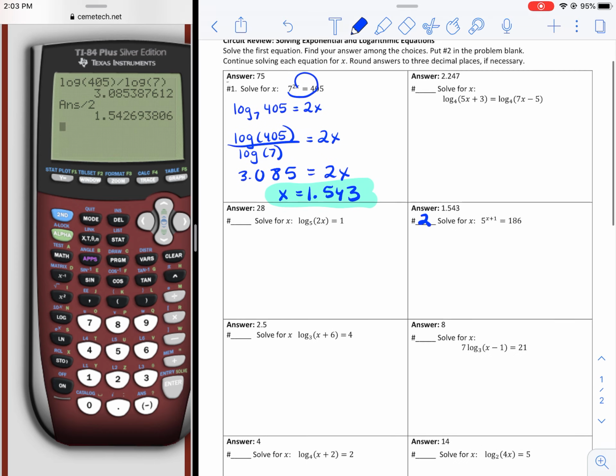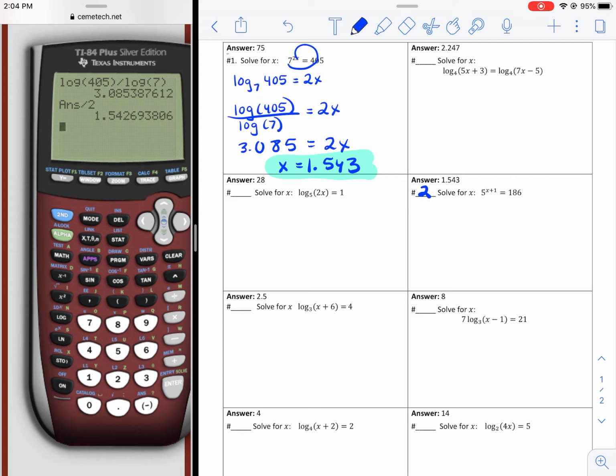Number 2 is another exponential equation. We can't write the bases with the same base, and so we're going to instead change it to log form. So I'm going to write 1, 2, 3. So log base 5 of 186 equals x plus 1. And that kind of unlocks the rest of the problem. Now if you understand that change of base, this is equivalent to log of 186 divided by log of 5. That allows us to use our calculators to evaluate.